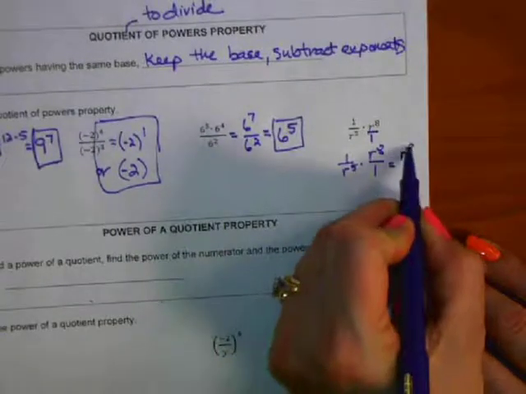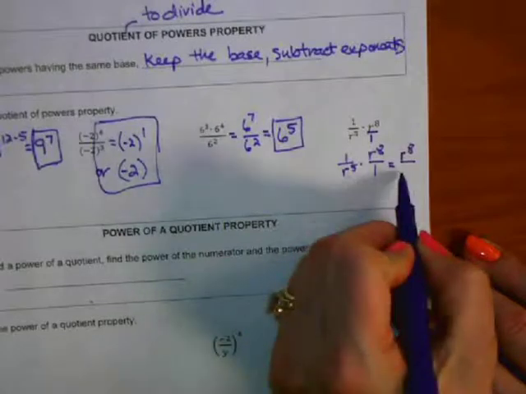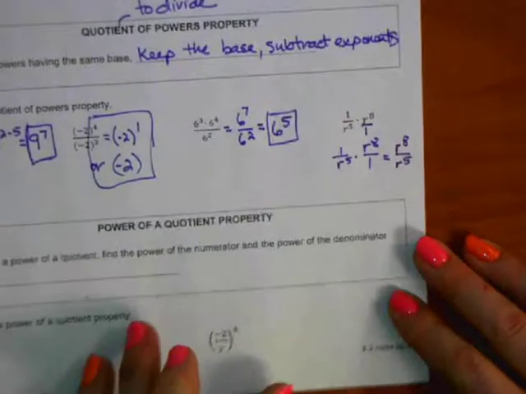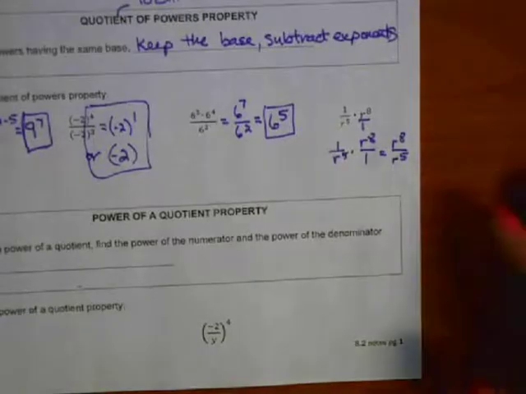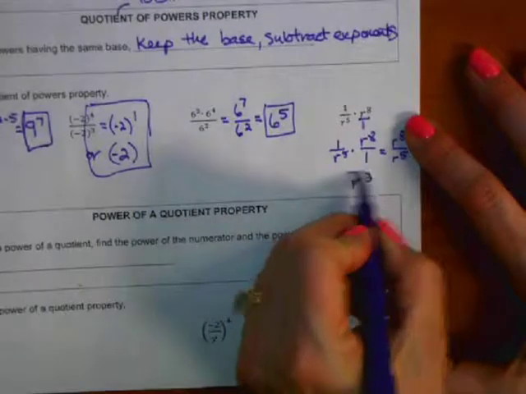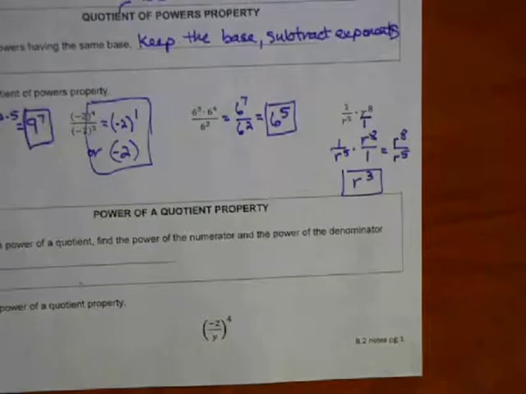1 times r to the 8th is r to the 8th. r to the 5th times 1 is r to the 5th. And then I have the same base, so what do I do to the exponents? Subtract them. That simplifies to r to the 3rd. Cool? No problem so far.